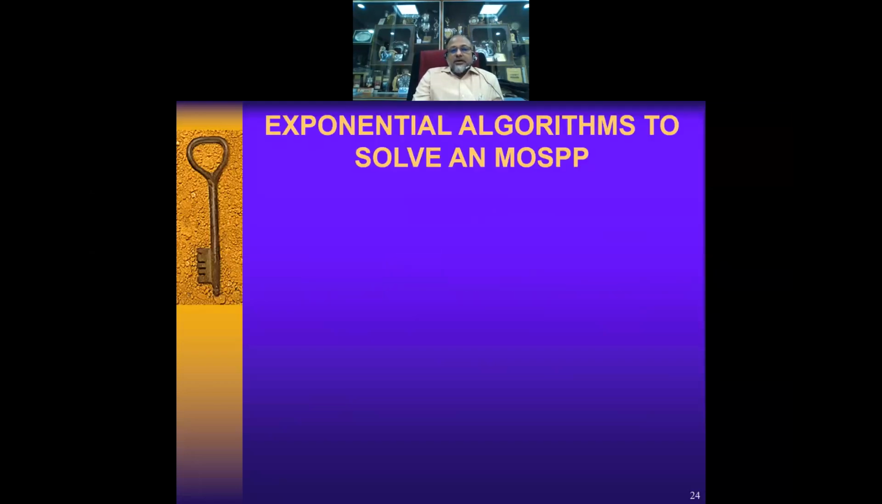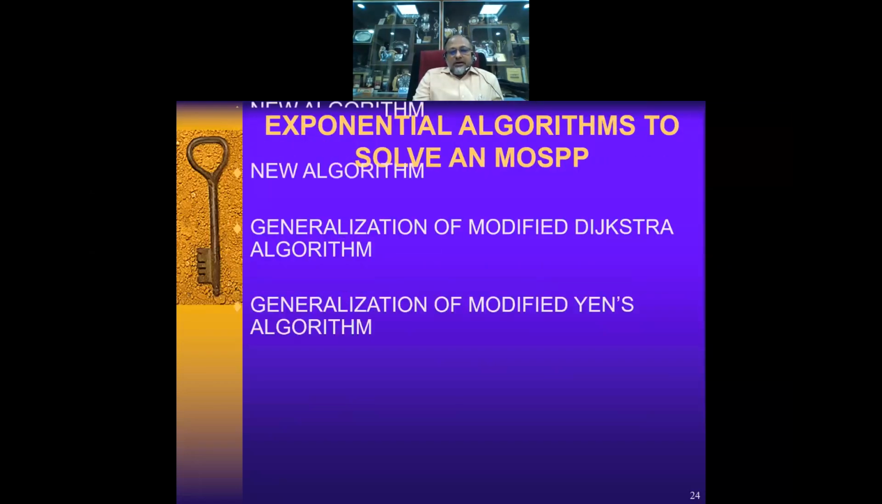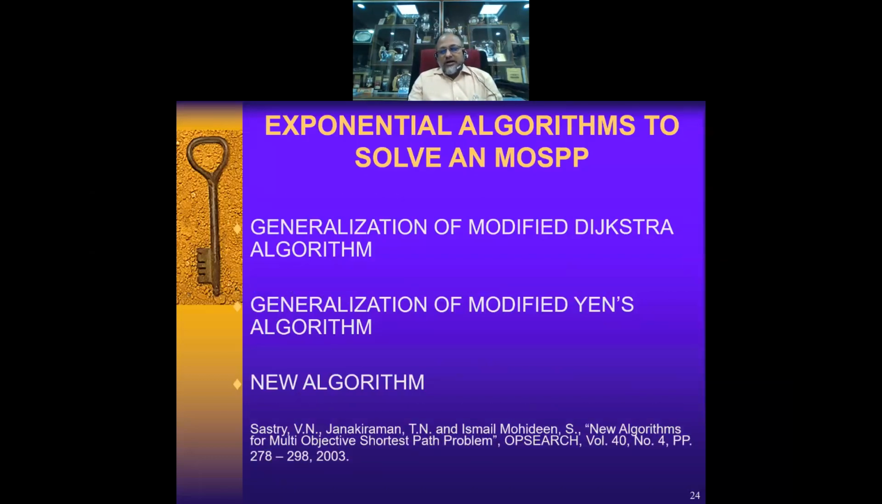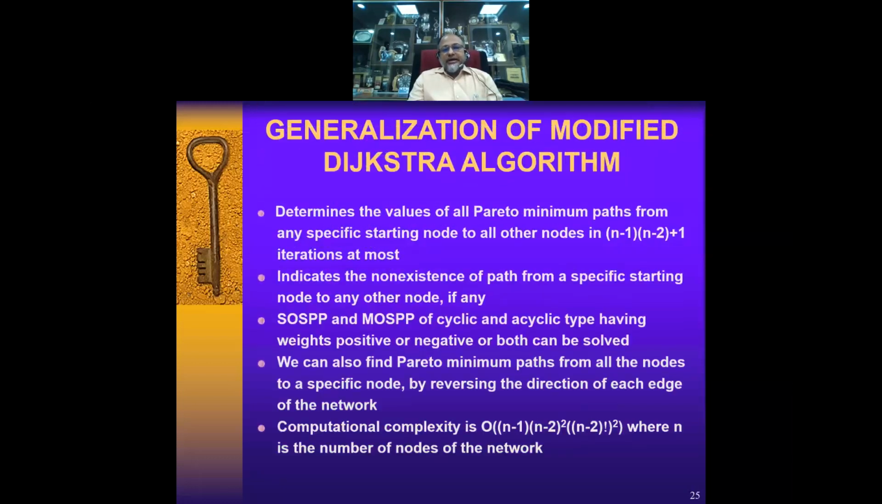And we have also developed some algorithms. For example, Dijkstra's algorithm is available, and we modified Dijkstra's algorithm into the multi-objective case. That is called the generalization of modified Dijkstra's algorithm. And another algorithm we developed, the generalization of modified Ford's algorithm. And then, combining these two algorithms, we developed another new algorithm. It was published in OPSEARCH in the year 2003. But all these algorithms are also exponential time algorithms.